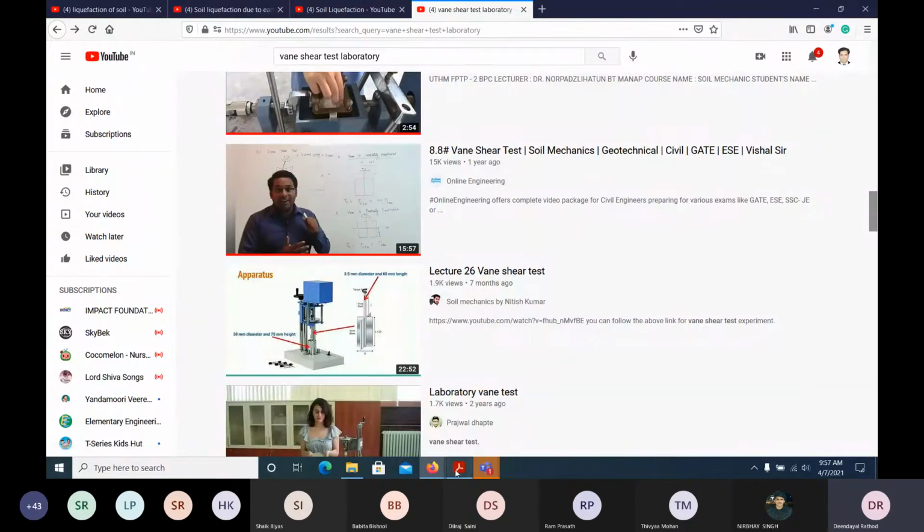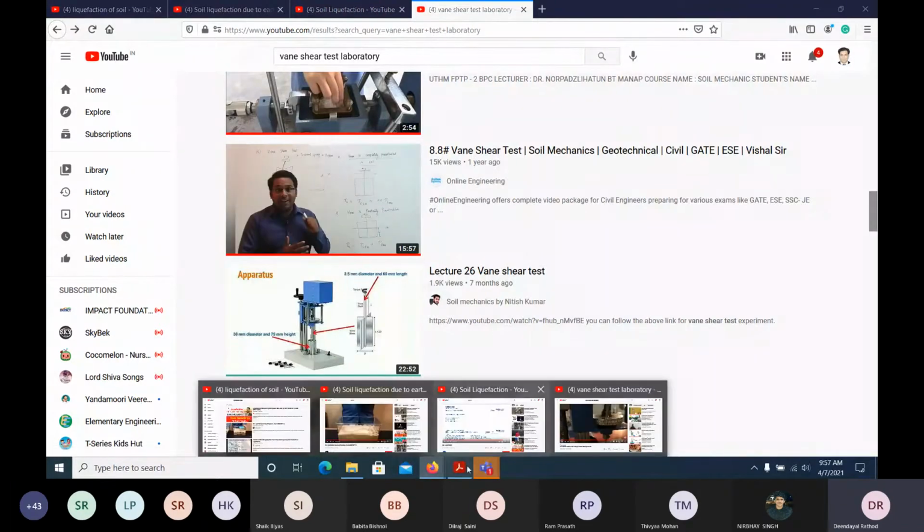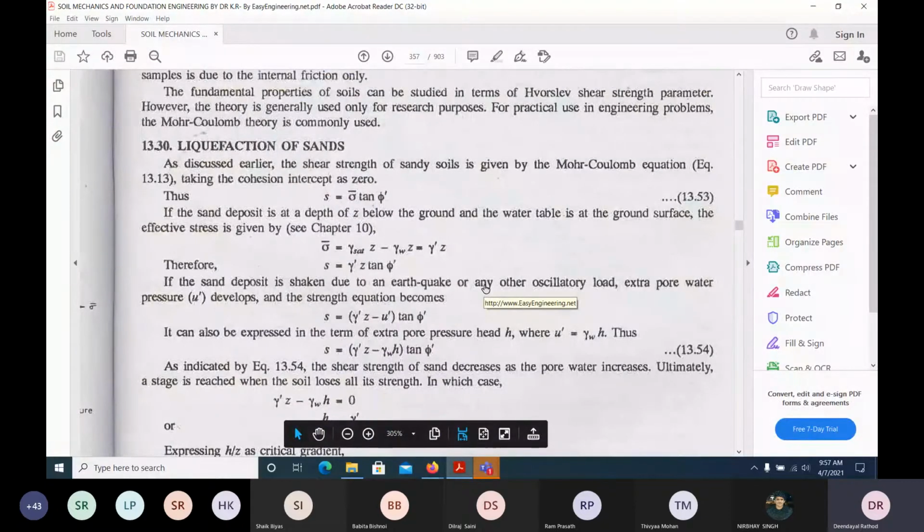Now we will focus on liquefaction of sand. This is very important. They will ask in all competitive exams what this liquefaction of sand is all about. Here the sand loses its strength. When an earthquake happens, the pore water pressure develops at the bottom of the soil. When the pore water pressure develops, in liquefaction the shear strength becomes zero. Understand? This is the phenomenon where the shear strength becomes zero.